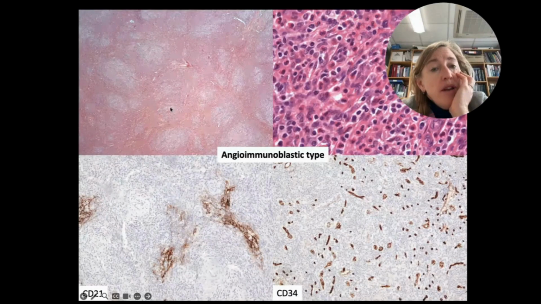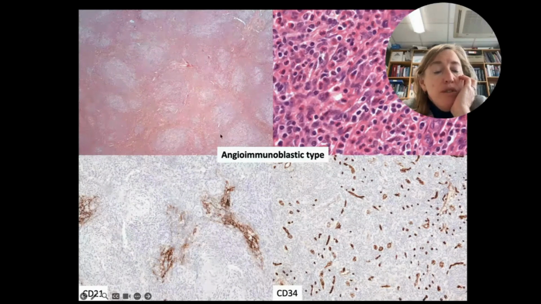So this is an angioimmunoblastic type, and you can see the blood vessels here. There are lots and lots of vessels running through this specimen. And when you stain with CD34, you can see that clearly here. That shows up the vessels. And the CD21 stain shows you the follicular dendritic cells that wrap around the vessels.